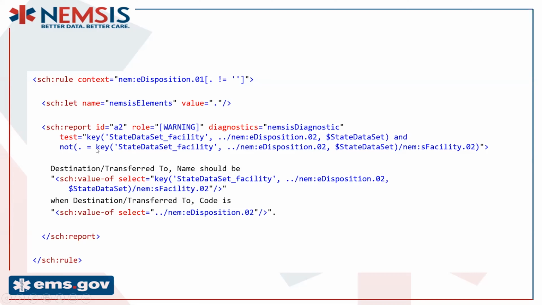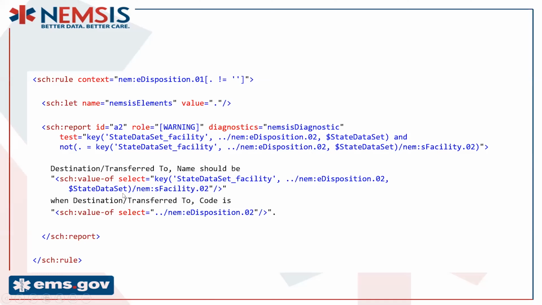And then we do this key lookup again. Lookup in the state data set facility key, lookup eDisposition.02. The context for that is the state data set. And then we just put something on the end here, sFacility.02. What this key does is return the facility that has the facility code that matches eDisposition.02 in the patient care report that's being validated. It's going to return that facility and all of its child elements. And so that's why we can simply look in the child elements of that facility. sFacility.02 is the element for the name of a facility.